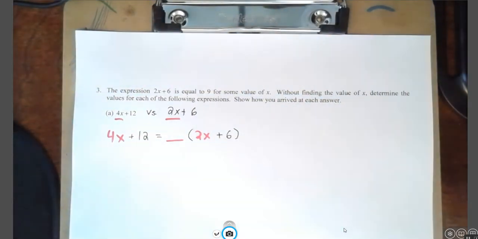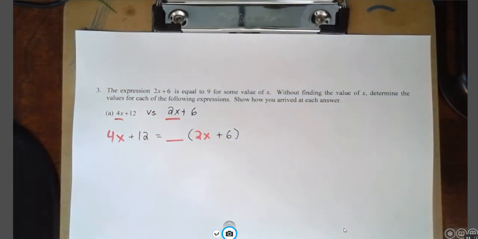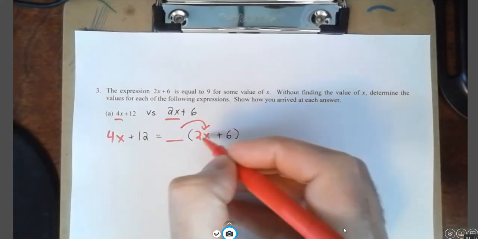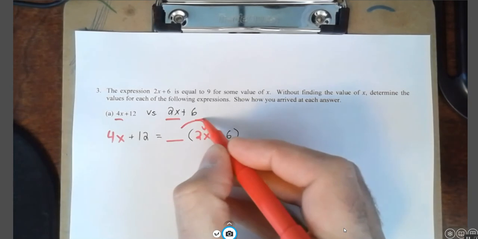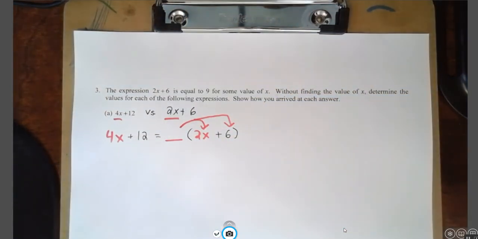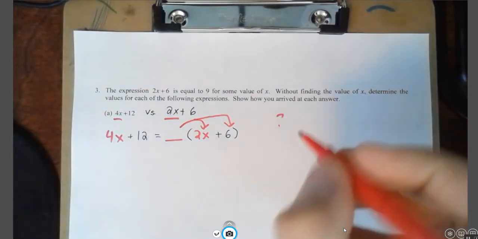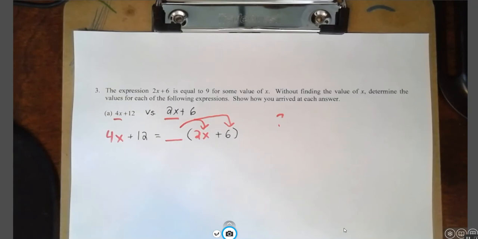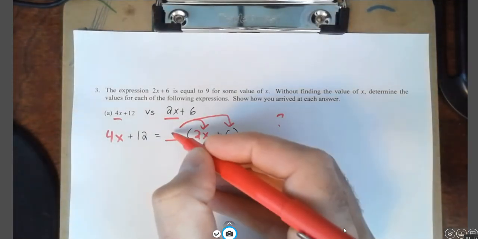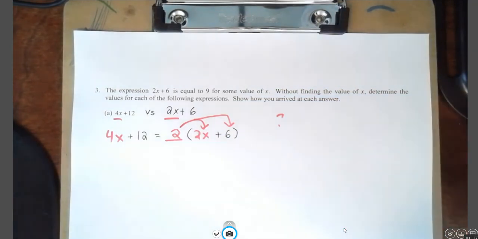What you're using here is the distributive property. So I'm taking some number and multiplying it by 2x to get 4x. I'm taking some number and multiplying it by 6 to get 12. What is that number? So basically, you can think about this in two ways. What times 2x is equal to 4x? Well, I think we've probably all figured out by now that that's 2.